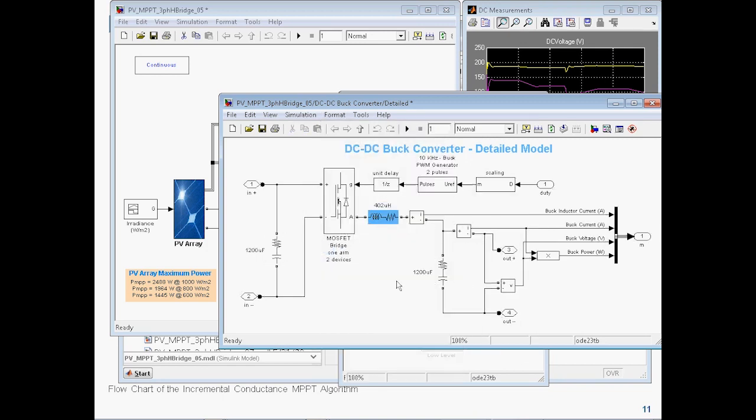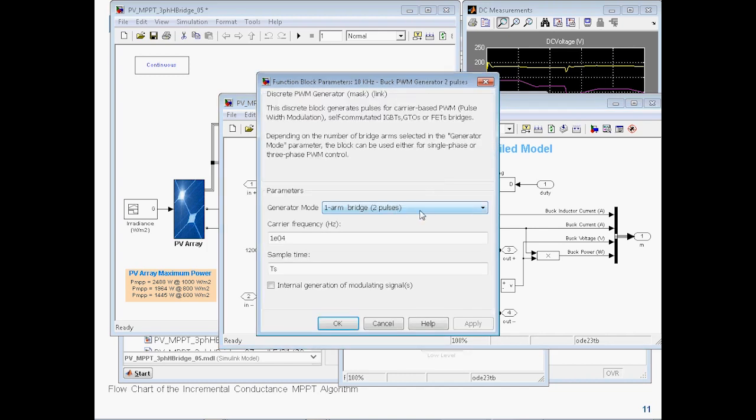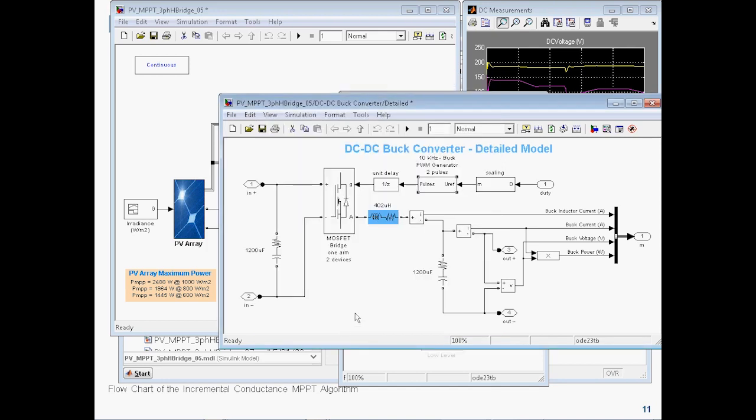This is a MOSFET implementation, 2 bridges, same converter, only now this is a realistic implementation and is using a 10 kilohertz PWM. This is a PWM generator block from the SimPower Systems library, 10 kilohertz. You can actually go from 1 arm to 2 arms to 3 arms to the double 3-arm bridge. So it would automatically generate the sequence of pulses for you.